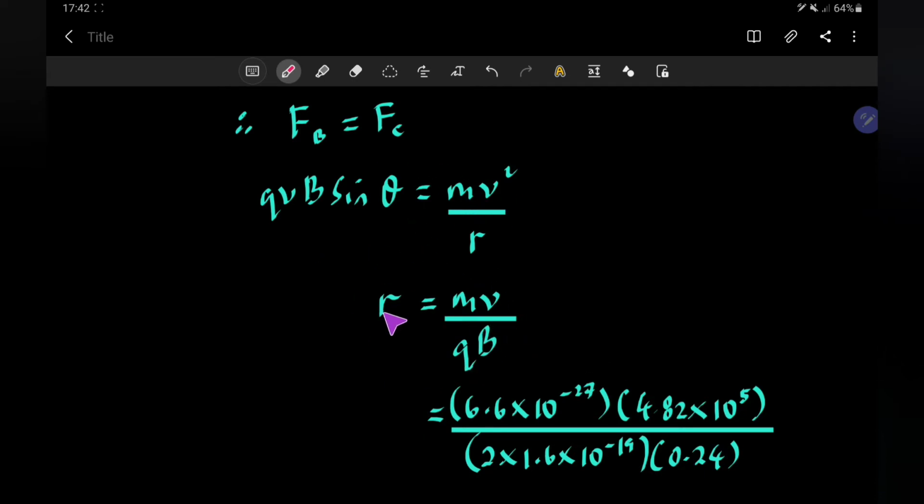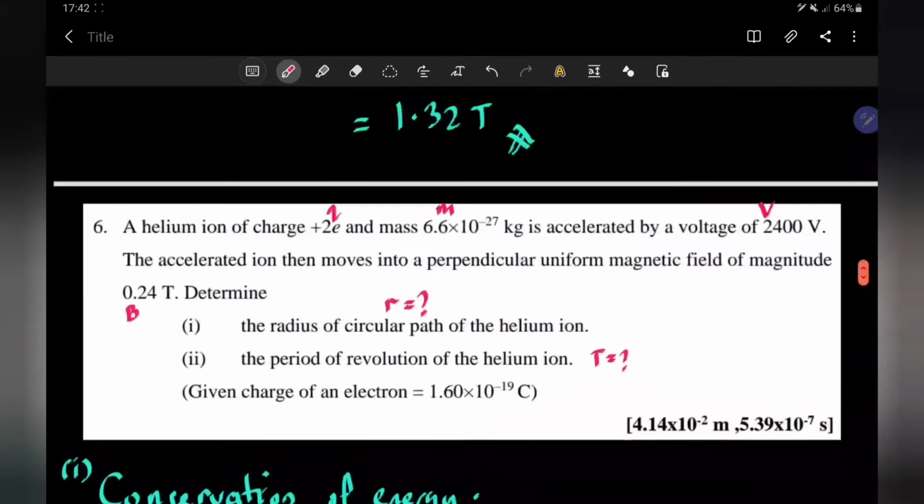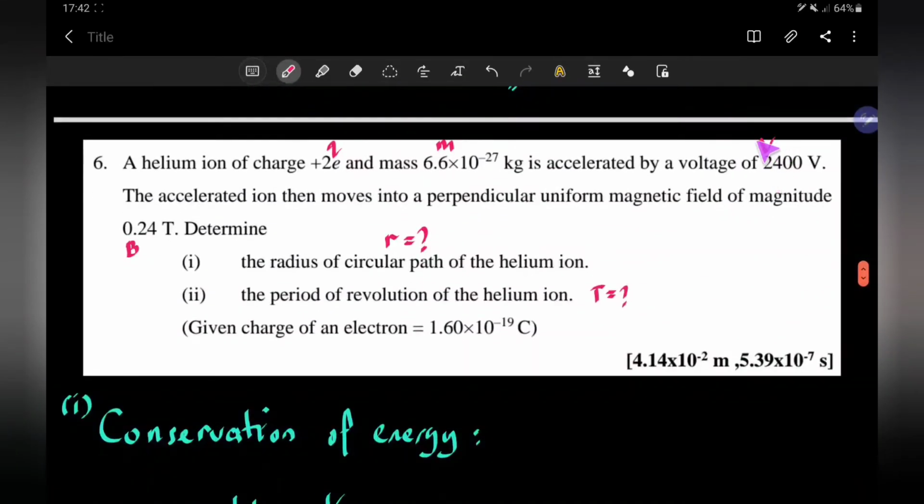Okay, so to calculate R, m is given, q is also given, B is also given, but v is not given here. This is small v, representing velocity. But the value given now is not small v, it's capital V, which is voltage. So we need to find the speed first.